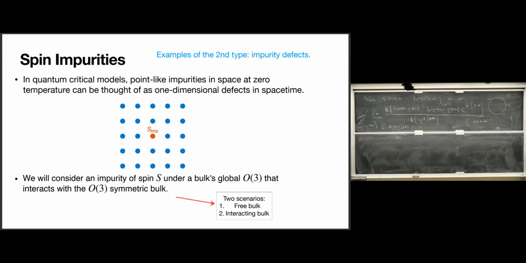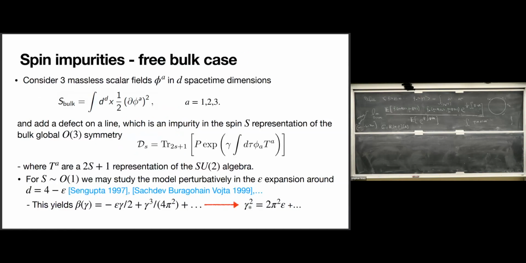So we focused on this question in the paper for the case of global O3. And we considered it in 2 different scenarios. One is when the bulk theory is free, and the other is when the bulk theory is interacting. So how is such a model realized in the language of field theory? This is one realization. This is the bulk action, where A runs from 1 to 3. And this is the defect operator, where gamma is a coupling constant, and A runs from 1 to 3.